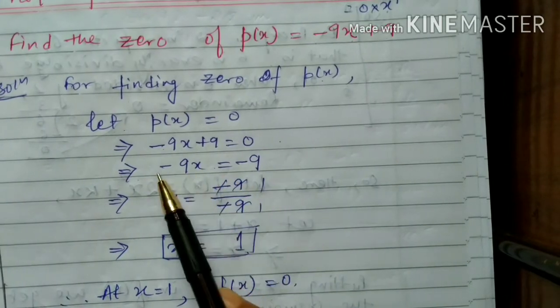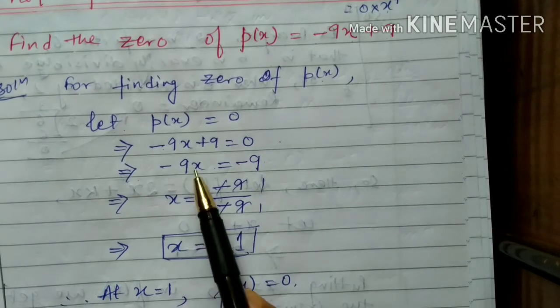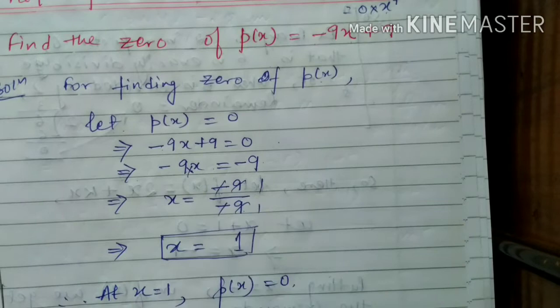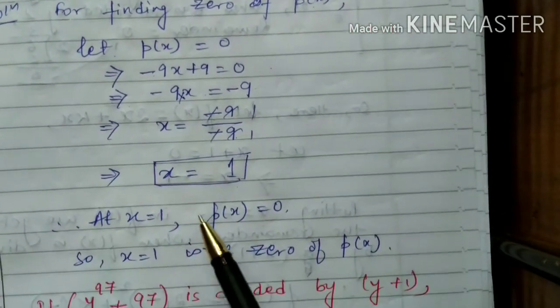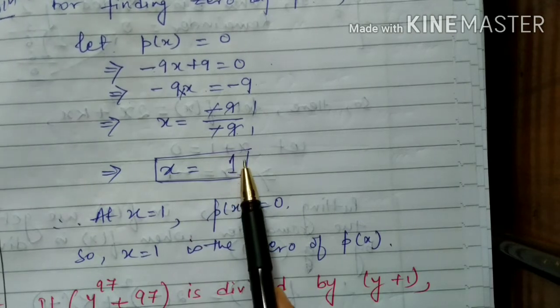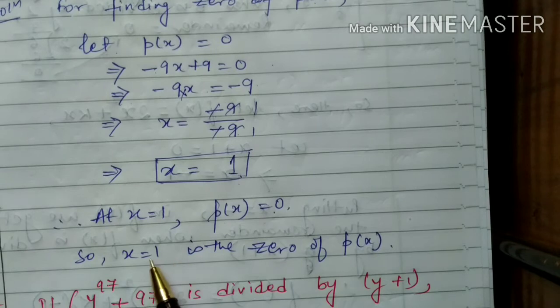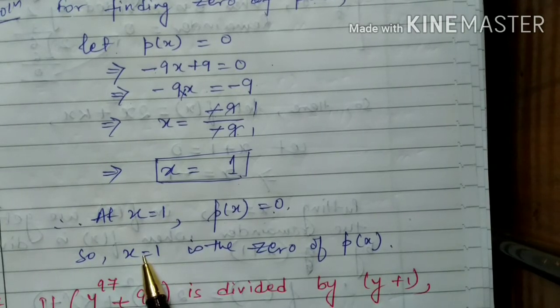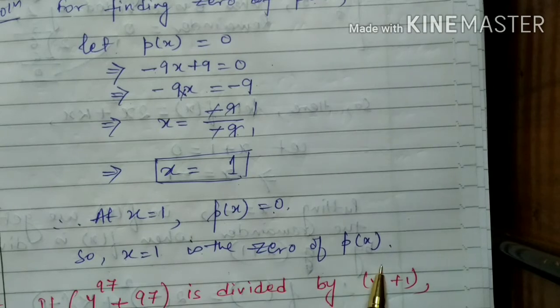Now solve it. Minus 9x is equal to minus 9, as plus 9 goes there as minus 9. x is equal to minus 9 divided by minus 9, because minus 9 into x was here. So we get x equal to 1. If we put x equal to 1, you will get p(x) equal to 0. So at x equal to 1, p(x) vanishes, and x equal to 1 is the zero of p(x).